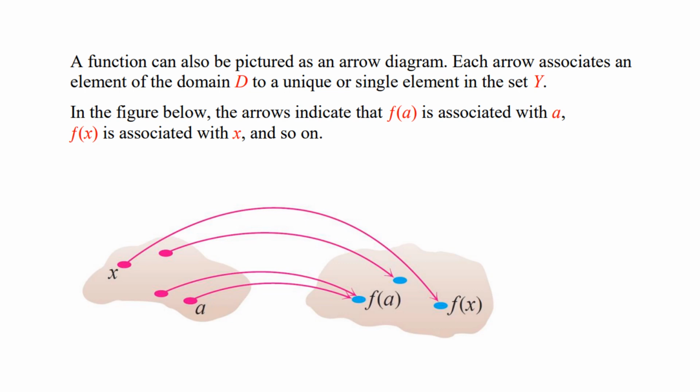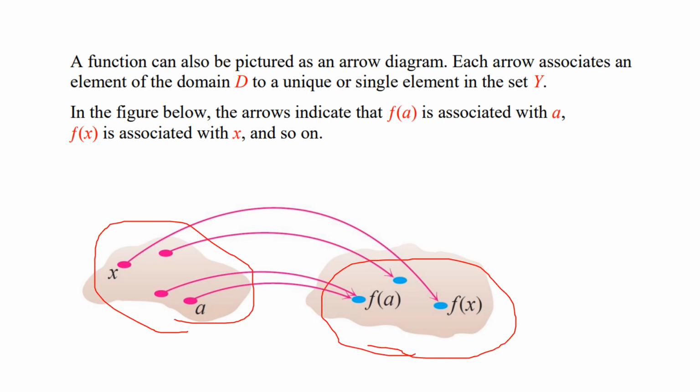So this is given in a graphical representation. So this is the set. So we call this the domain, and this is the range. So for each and every element, we have a unique element in the set y. So this is y and this is x.